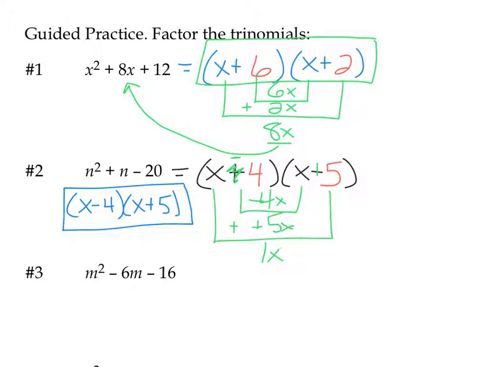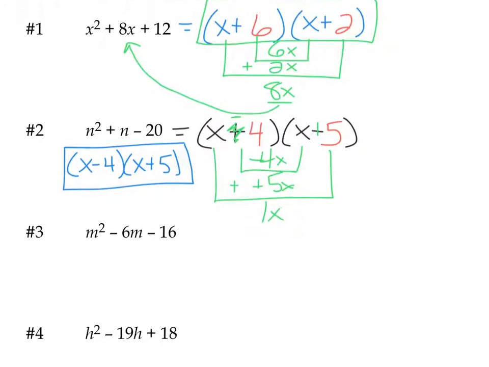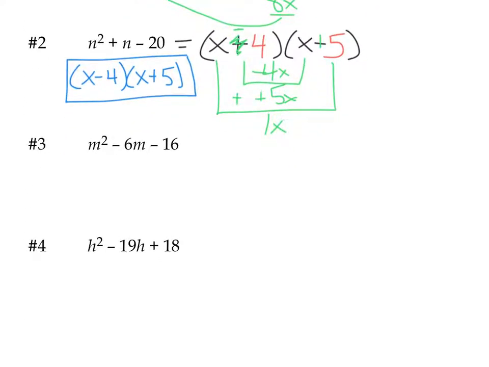In the next example, we get two negatives. So if I'm going to try to factor this, when I have my two negatives here, I start to set up my factored form, and I get m and m, and I have one positive and one negative because I've got a negative 16. So now I need numbers that multiply to give me 16 and subtract to give me 6. That's going to be 2 and 8.